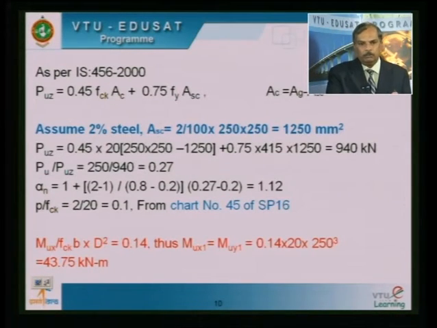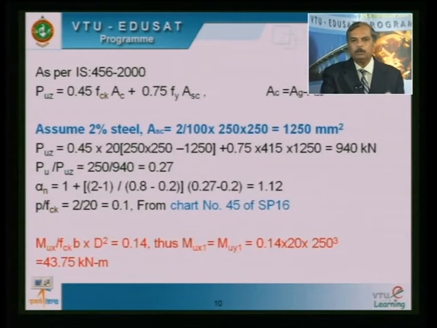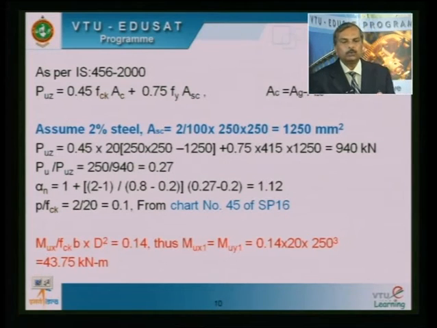With that, Puz, after the substitution into this equation, you can see the relevant values being substituted properly. It works out to be 940 into 10 to the power of 3 Newton, that is 940 kilonewton. Therefore Pu by Puz works out to be 0.27.